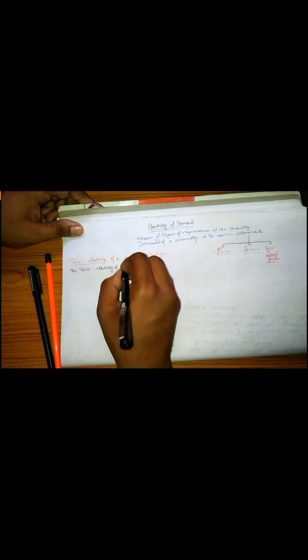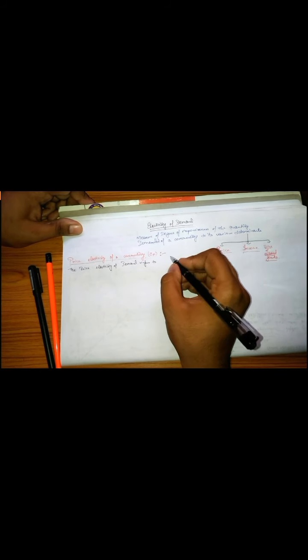Moving towards the first concept, that is, the price of the commodity, or price elasticity of demand for a commodity. The price elasticity of demand for a commodity is denoted by Ep. The definition will be: price elasticity of demand is a measure of the degree of responsiveness of the quantity demanded of a commodity to the change in its price. So it is the ratio of the percentage change in quantity demanded of a commodity to the percentage change in price of the commodity.